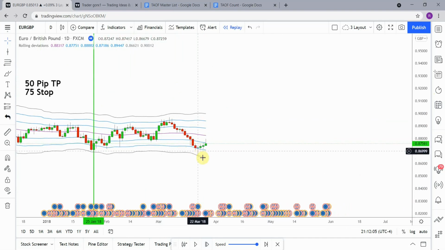This one here got really close, but not quite there. And so we're going to go ahead and ignore that. Same way with these ones up here. They got really close to hitting this band, but didn't quite make it.